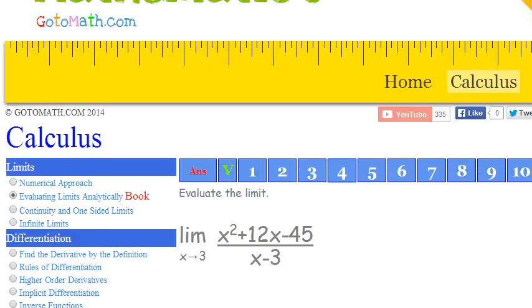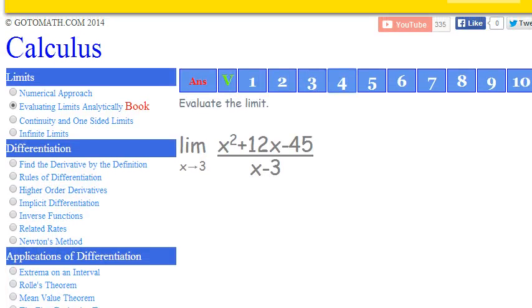All right, we're at gotomath.com and we're working some calculus and we're evaluating limits analytically. So let's take a look at this one here. We got the limit as x approaches 3 of x squared plus 12x minus 45 over x minus 3.